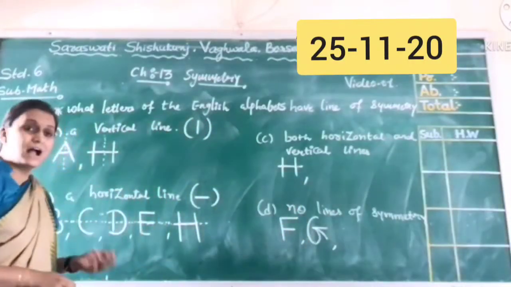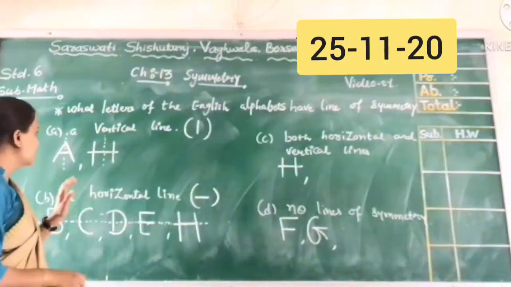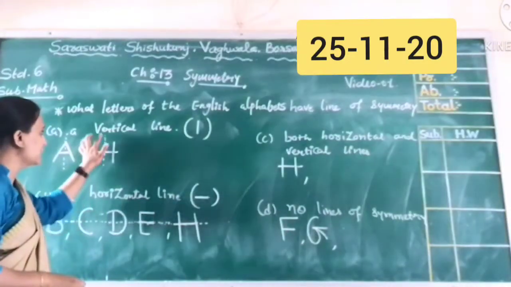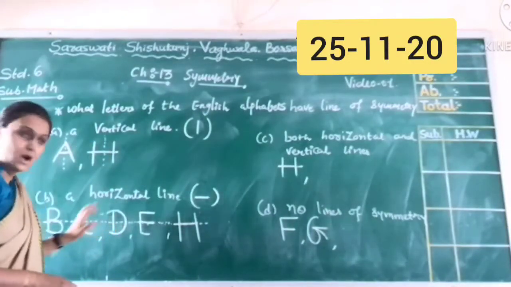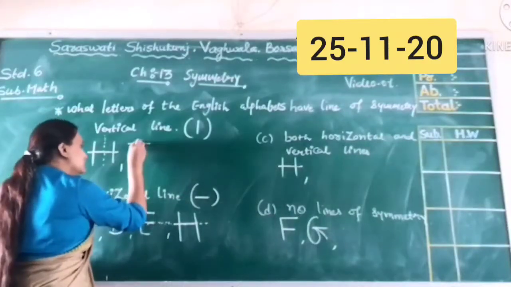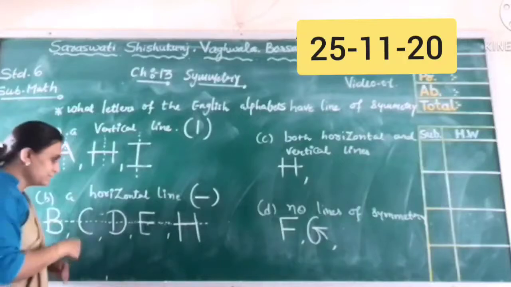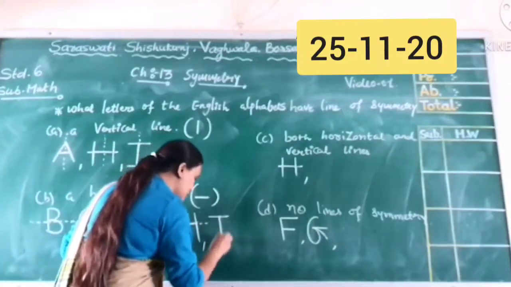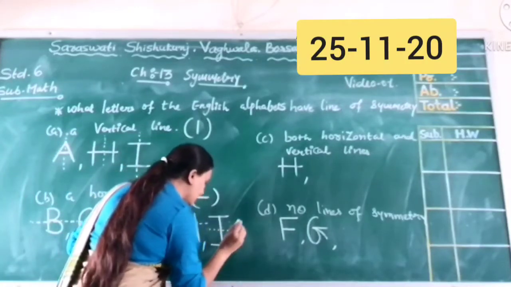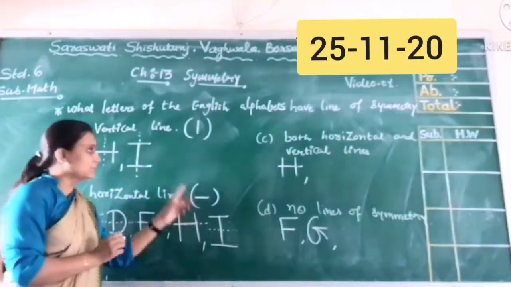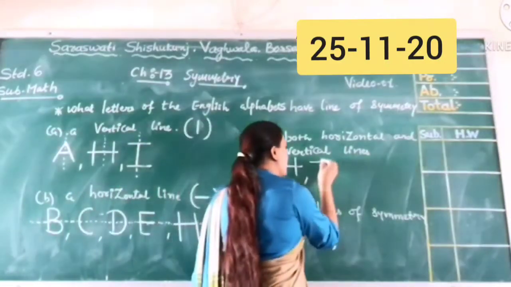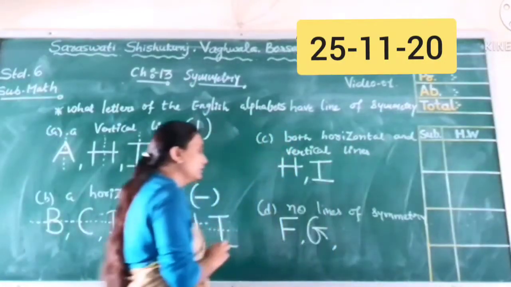Then after letter I, I is also a letter in which we can draw a vertical line as well as a horizontal line. So for letter I, here you can see both parts will look the same. Also here we can draw letter I. After folding, both parts will look the same. So I will come in both horizontal and vertical.